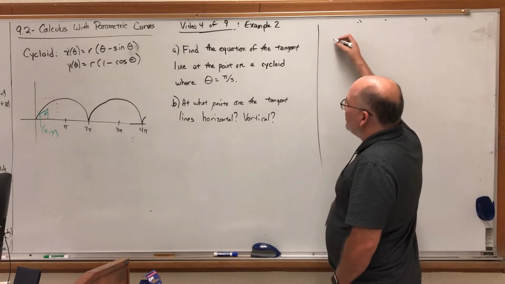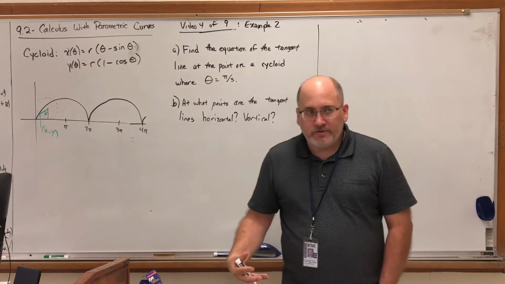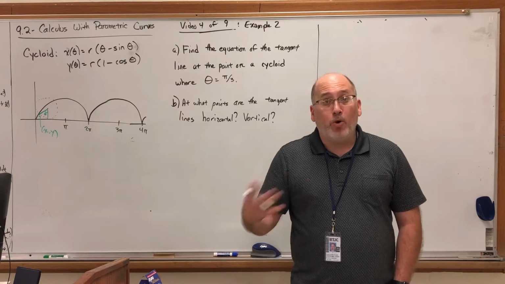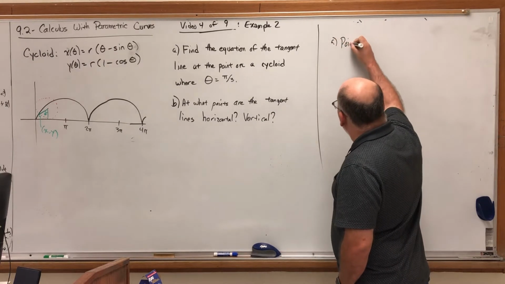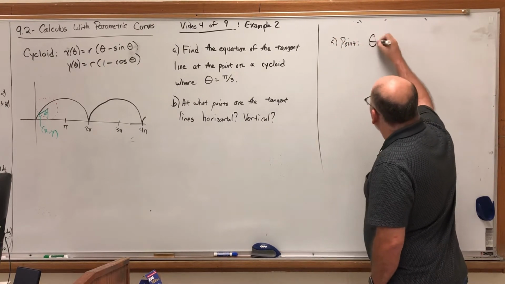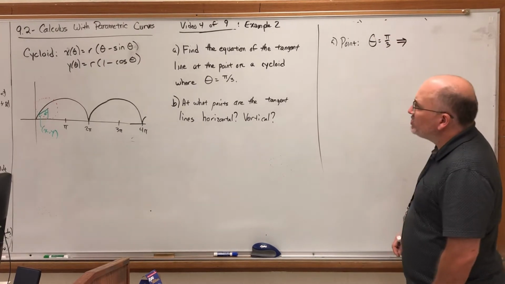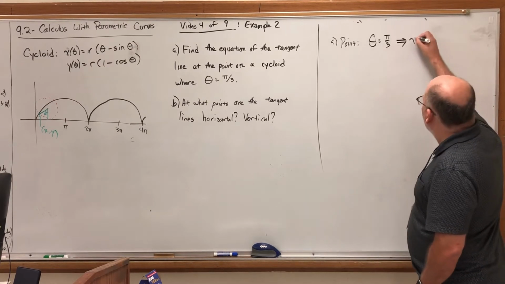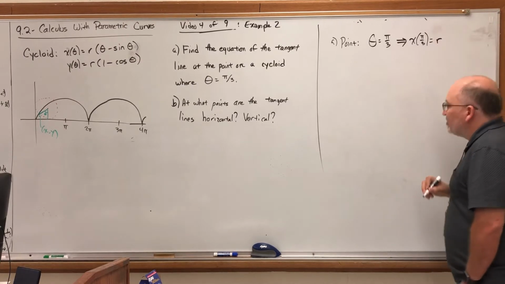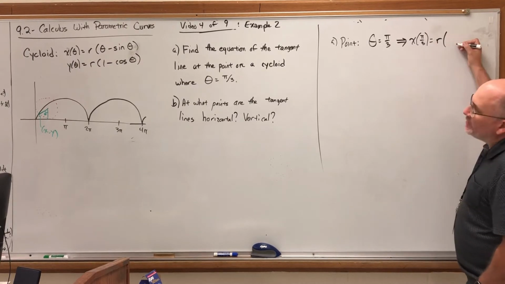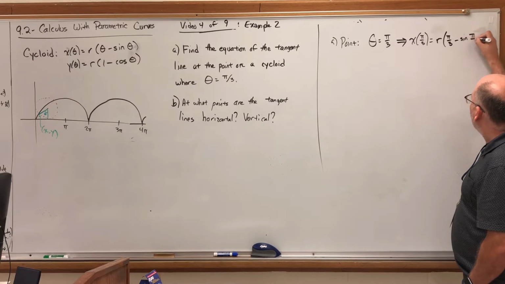Find the equation of the tangent line at the point on a cycloid where theta equals pi over 3. As with most lines, if we have a point and a slope, we can find the equation of the line. So let's start with the point. All we're given is that theta is equal to pi over 3. Well, based on our parametric equations for a cycloid, we can figure out the x-coordinate and the y-coordinate. The x-coordinate would be r, which is a constant that we don't know, times theta minus sine of theta, or in this case, pi over 3 minus sine of pi over 3.